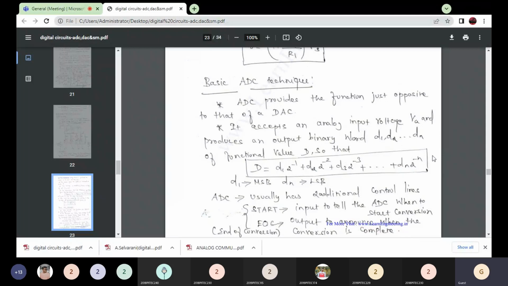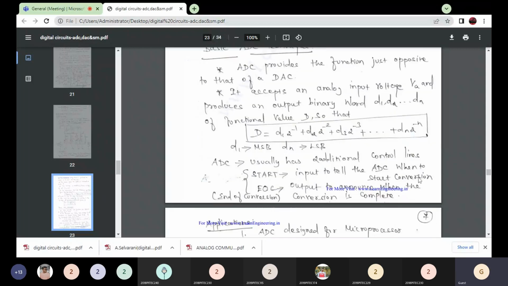In an analog to digital converter, we use two control lines: the start control line and the end of conversion control line. What is the use of the start control line? It is an input that tells the analog to digital converter when the conversion starts. The conversion starts when the start control line is enabled.